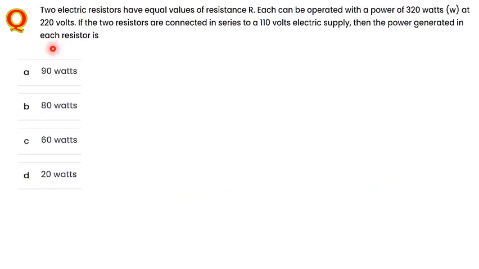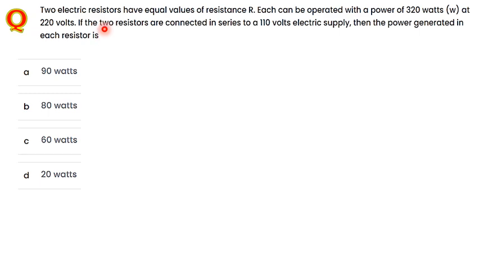Okay, next one is, two electrical resistors have equal value of resistance. Remember, this is the highlight point. Two electrical resistances have equal values of resistance. Each can be operated with a power of 320 watts at 220 volt. The potential here is 220. Each resistor is operated over here.